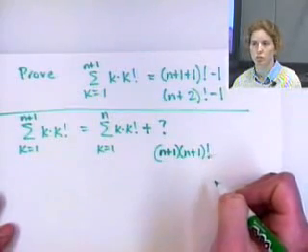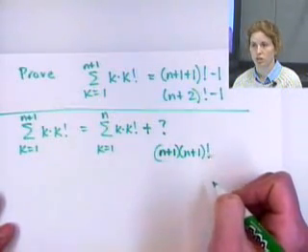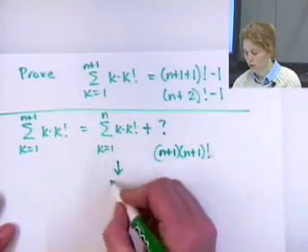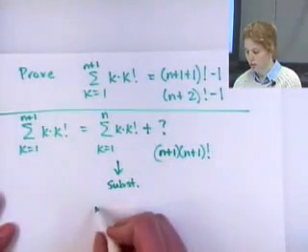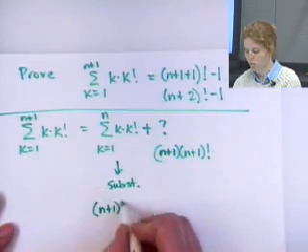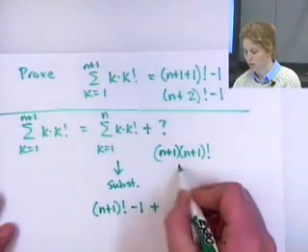What's the next step in this proof? Substitution, right? So I substitute in here. When I substitute that in from the assumed statement, I get n plus 1 factorial minus 1, and then this comes down.